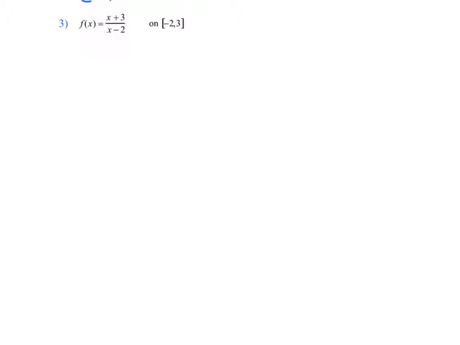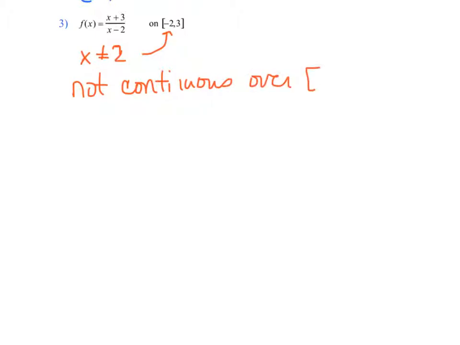The question is, okay, what is the domain here? What's allowed? What x values are allowed? Well, we know right away that x cannot equal 2. And we know that when x does equal 2, we're going to have a vertical asymptote, which would clearly make it not continuous. So does the value x equal 2 fall within that interval? Yes, it does. And so right away we would say that this is not continuous over negative 2 to 3, and therefore mean value theorem does not apply.